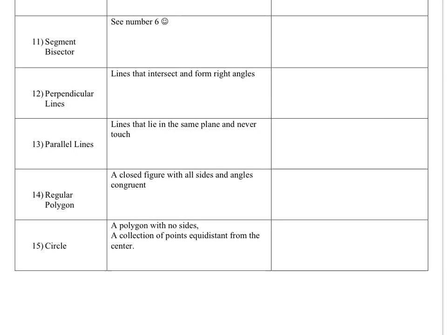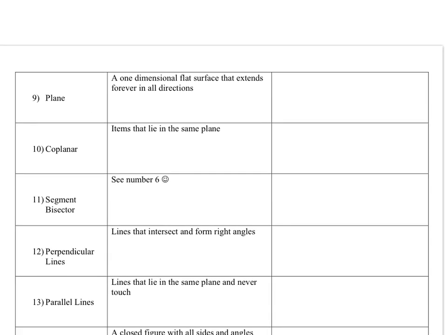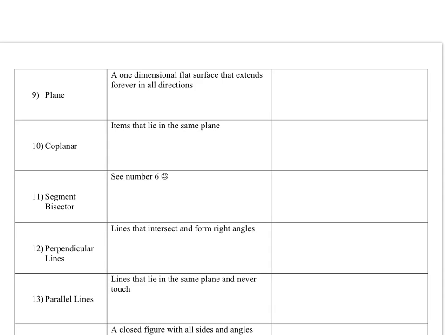On the back, we start with the first one. A plane is a two-dimensional flat surface that extends forever in all directions. Typically, planes are drawn like this, and you will typically have a letter that represents the plane. So your desk or the floor are examples of planes.